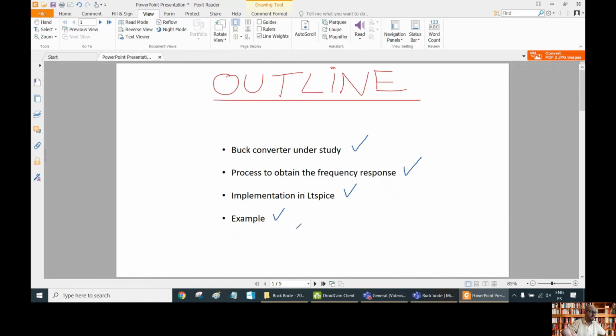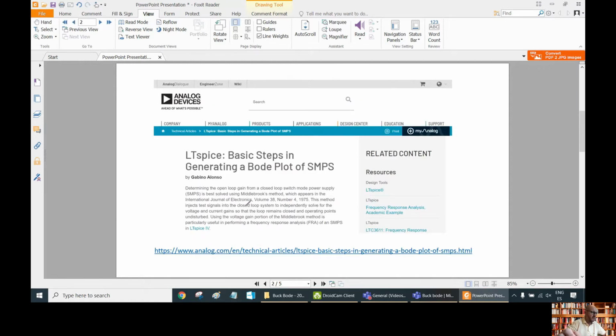an example. I have to say that this process of obtaining the frequency response of a power converter has been obtained from this reference, entitled LTspice, Basic Steps in Generating a Bode Plot of Switch Mode Power Supply by Gabino Alonso, that you can find in this link here below.